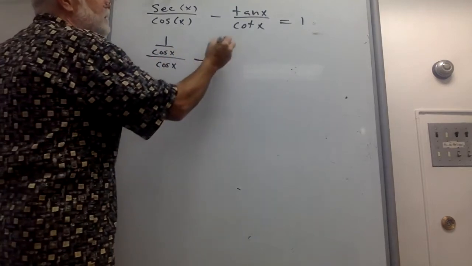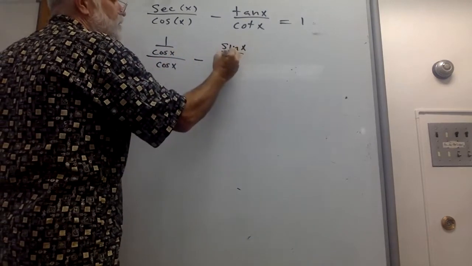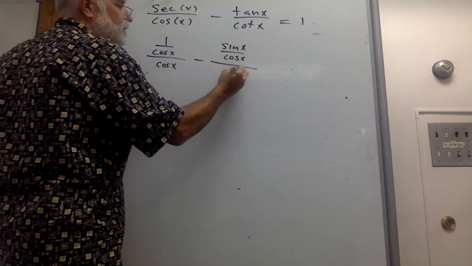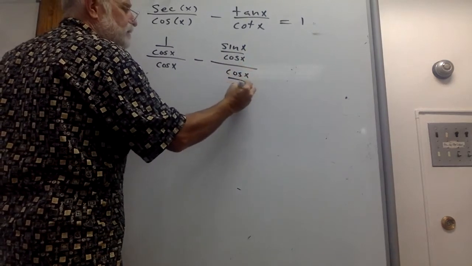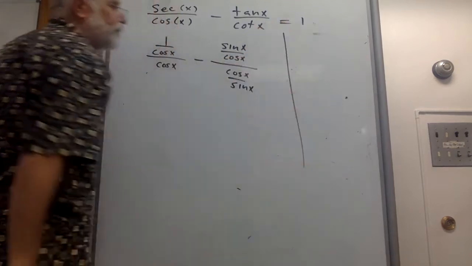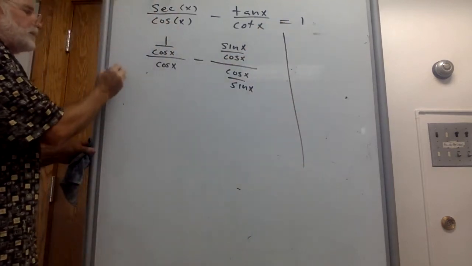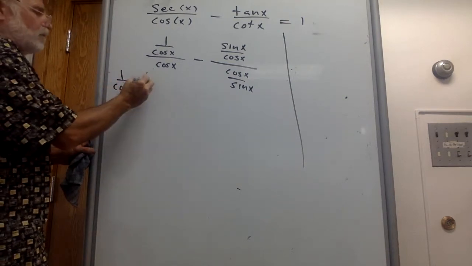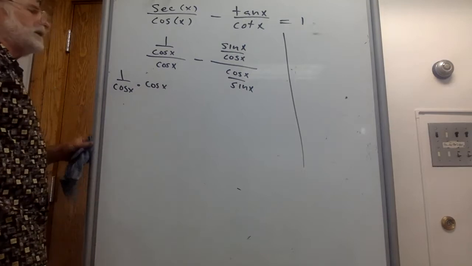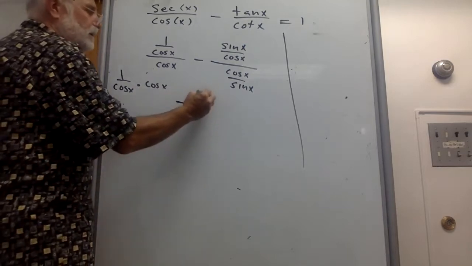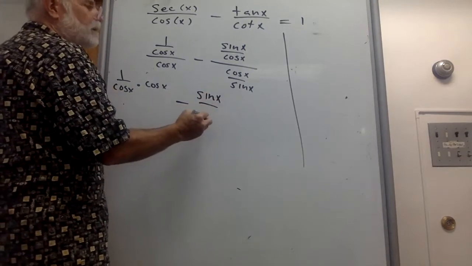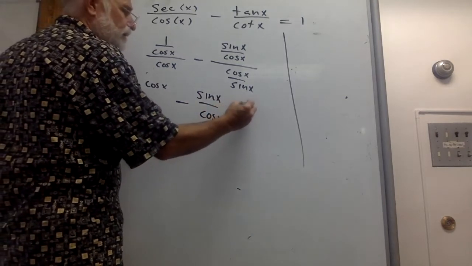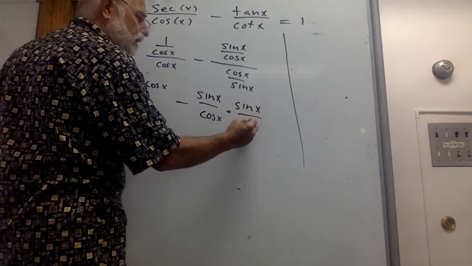Tangent is sine x over cosine x, and we're going to be divided by cotangent, which is cosine x over sine x. All right, so we're going to do the multiplication by the reciprocals. 1 over cosine x times cosine x over 1, which I'm just going to write as cosine x, minus sine x over cosine x times sine x over cosine x, right?